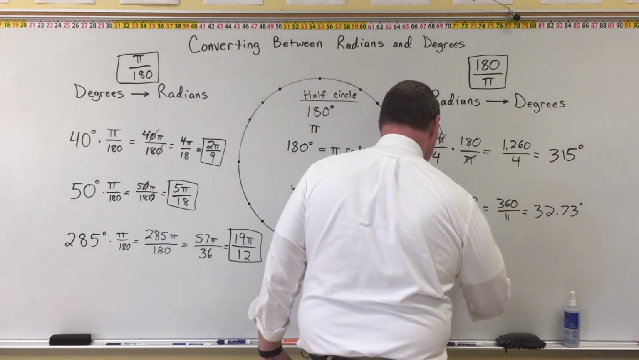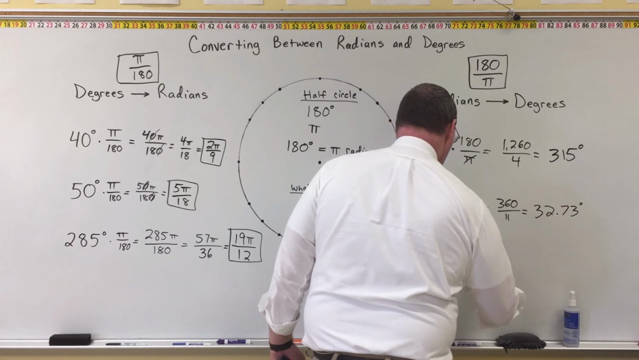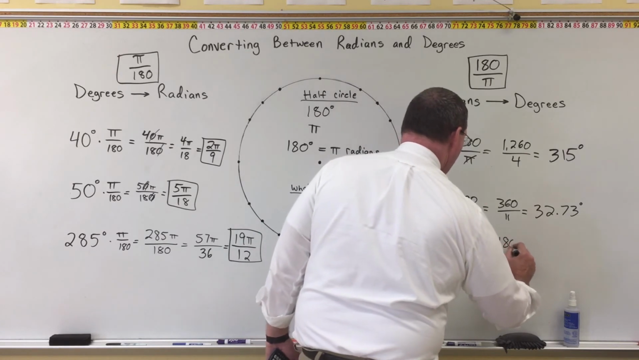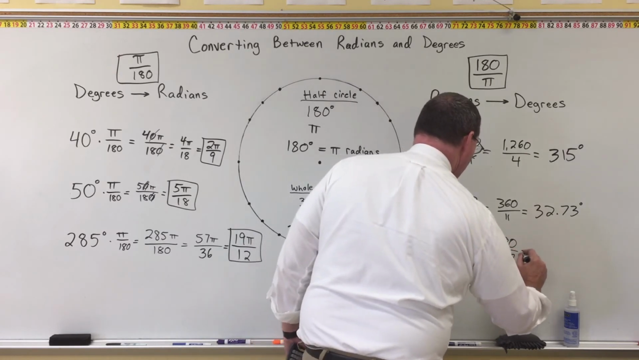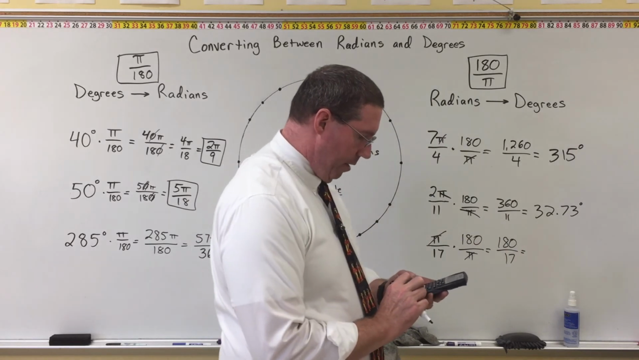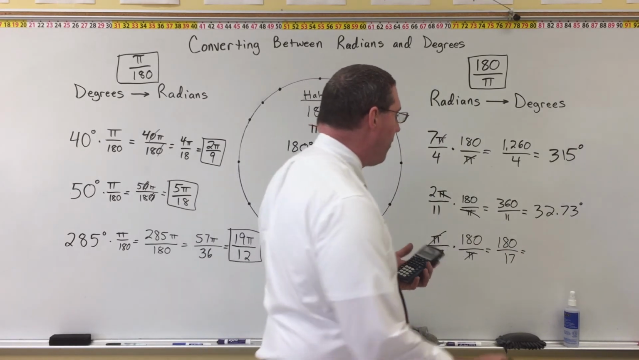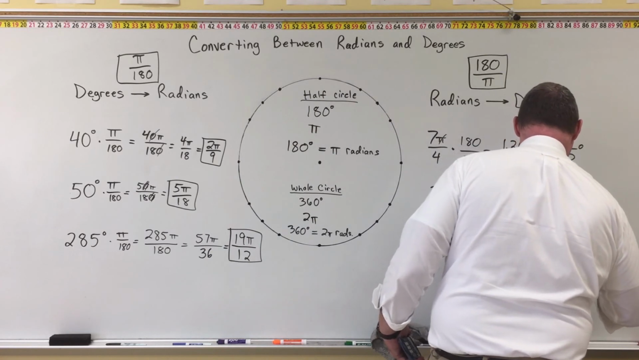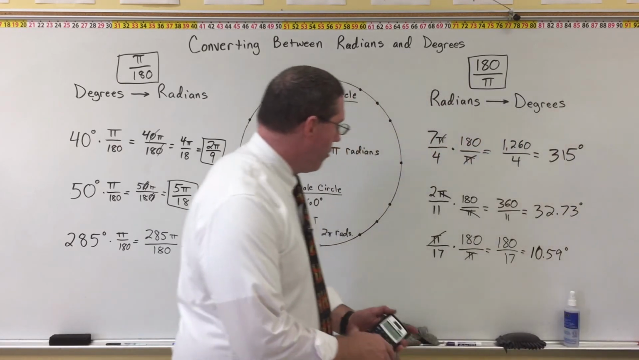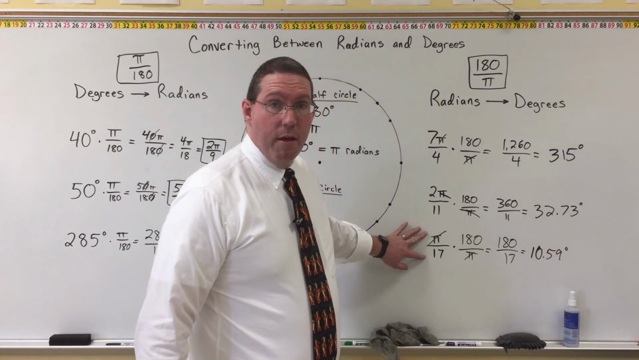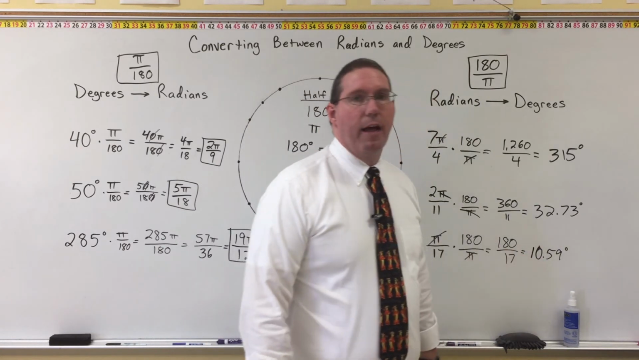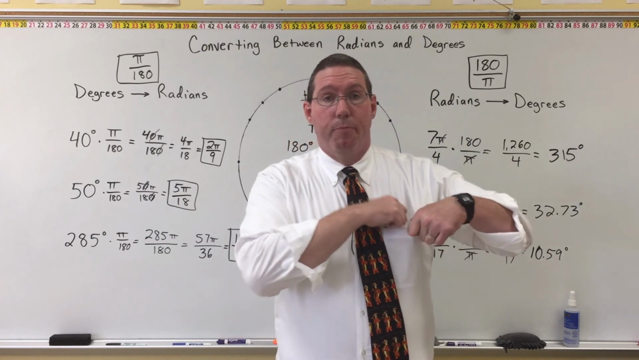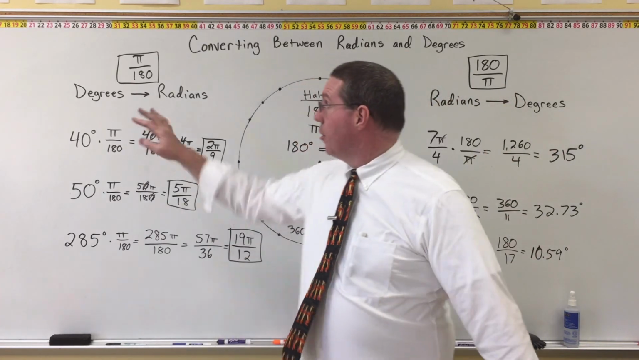All right, let's try this one. Pi over 17 times 180 over pi. Cancel the pi's. And now what we have is 180 over 17. Put that in the calculator. 180 divided by 17 gives us 10.59 degrees. And so a pi over 17 radians angle is the same thing as a 10.59 degree angle. And that is how we convert from radians into degrees and degrees into radians.